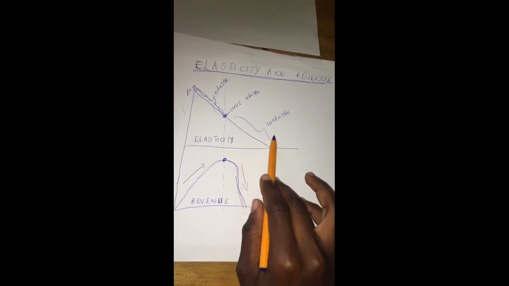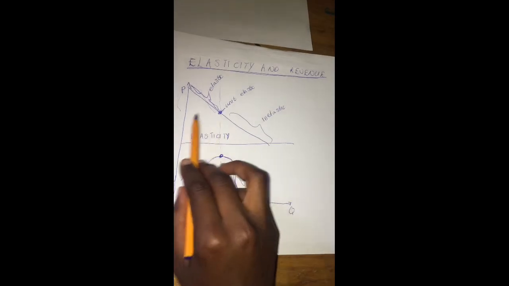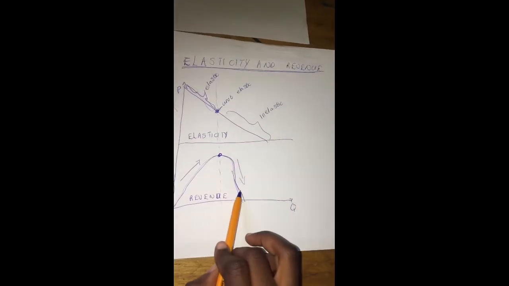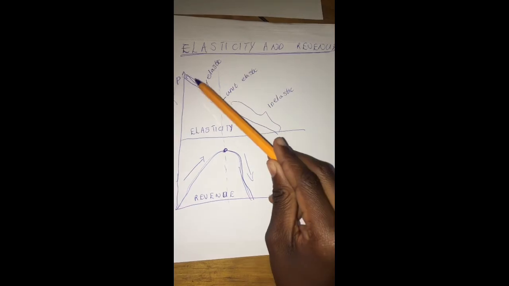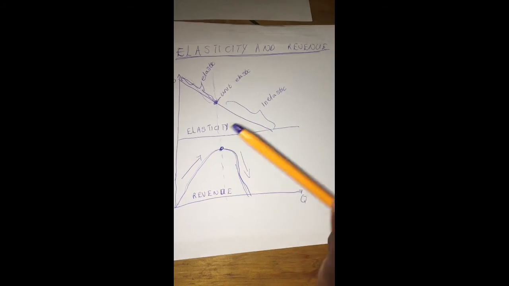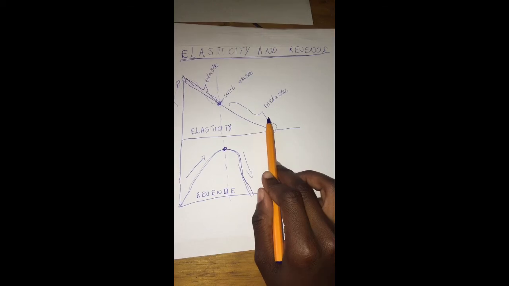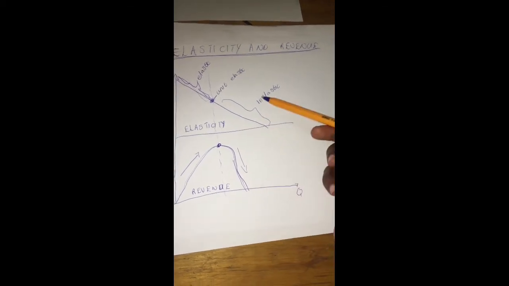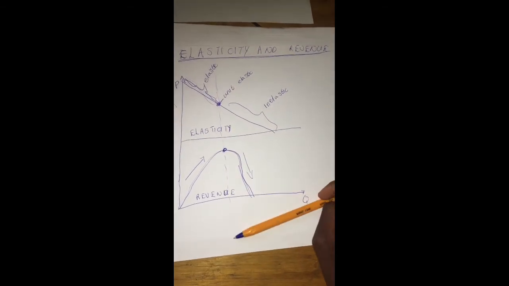While in the inelastic region, there's a positive relationship between price and revenue. So when you reduce the price, the revenue reduces. And when you increase the price, the revenue also increases. So as a firm, if the good you're dealing with is an elastic good, for you to increase your revenue, you have to reduce the price. And if the good you're dealing with is an inelastic good, for you to increase the revenue, you have to increase the price. So in the inelastic region, there's a positive relationship, but in the elastic region, there's a negative relationship. So that's all I had in this video.